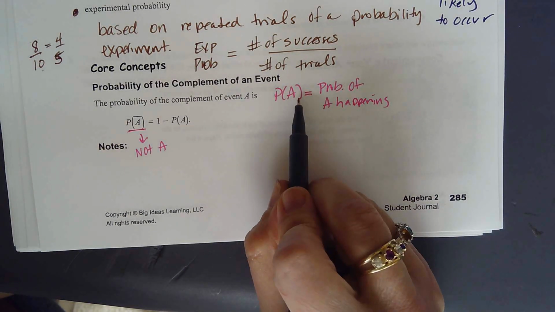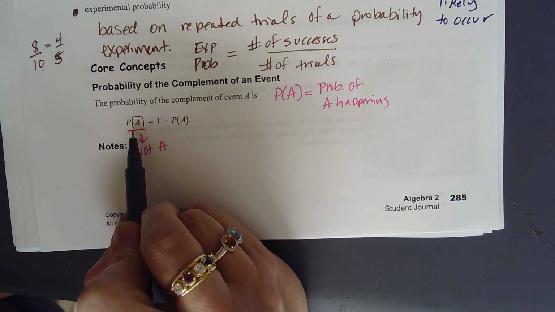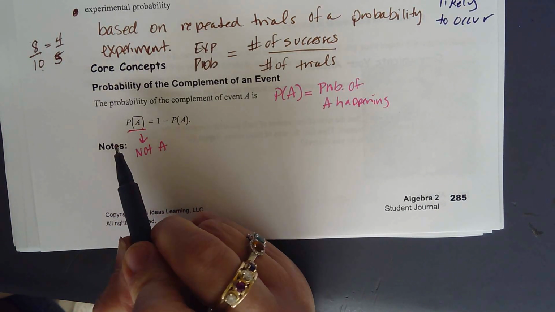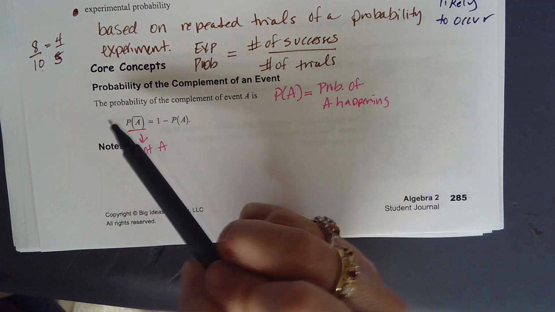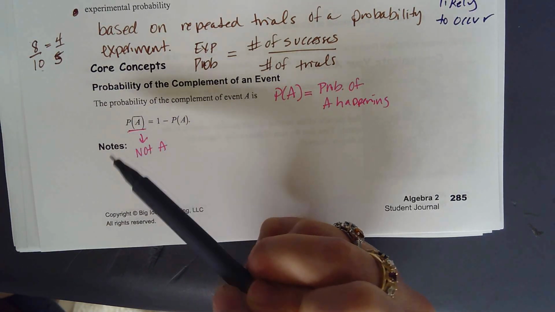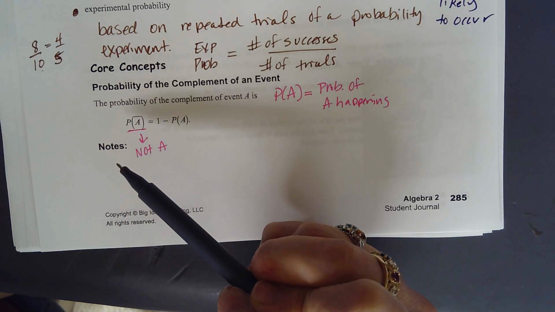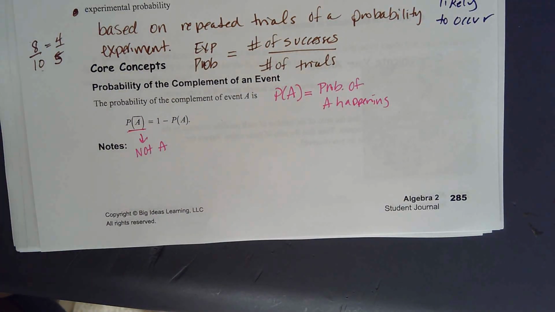The probability of 4 would be probability of A. Probability of not 4 would mean basically the probability of rolling anything other than a 4. If I said the probability of it raining, then the probability of A with the bar over it, which is called A bar, real original there, would be the probability of it not raining.